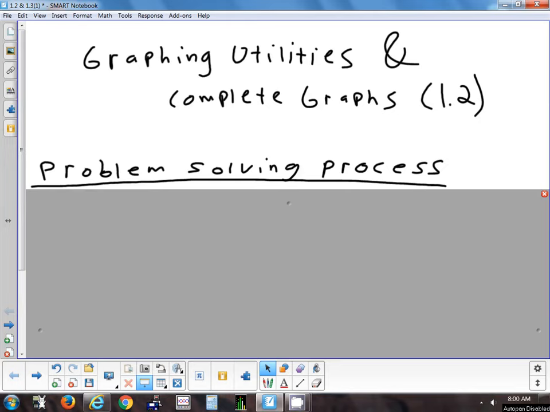All right, so one of the first things the book mentions in section 1.2 is something you've probably been doing anytime you solve a math problem: the problem-solving process.